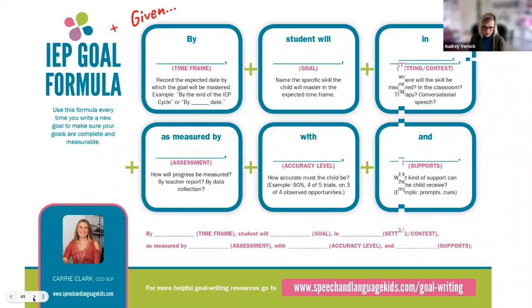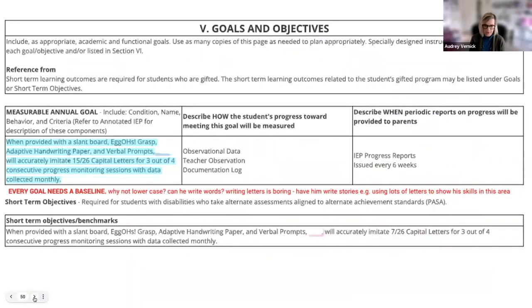Condition we talked about, level of achievement, and then the time frame when they'll meet it. So I think that pretty much covers that slide. Any questions? We'll show a couple examples here.